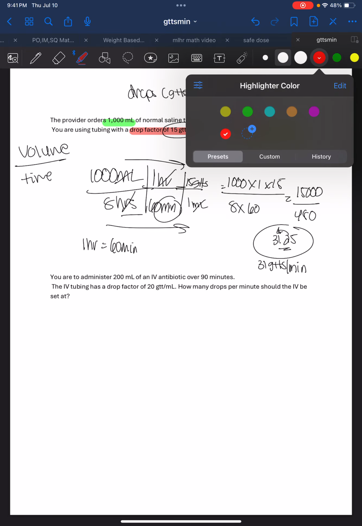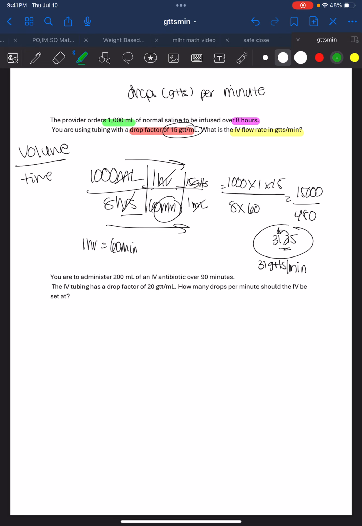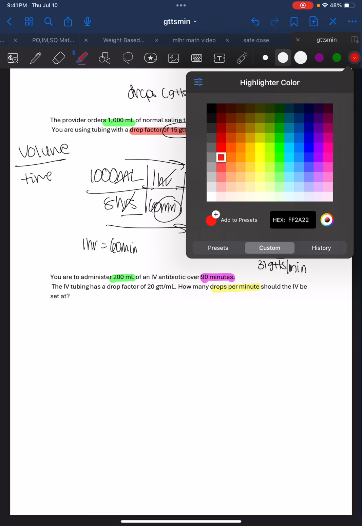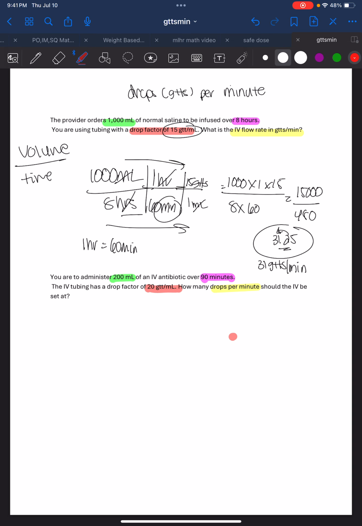All right, so let's look at our next problem. You are to administer 200 mLs. So that's our volume. Our time is 90 minutes, and we're trying to get to drops per minute. Our conversion factor is 20 drops per mL. So we're going to start with volume, which is 200 mLs over time, which is 90 minutes.